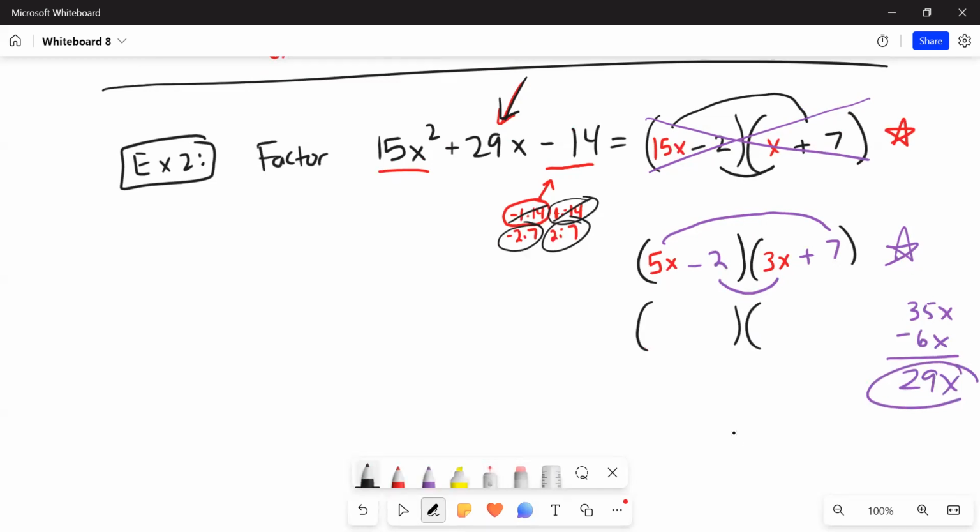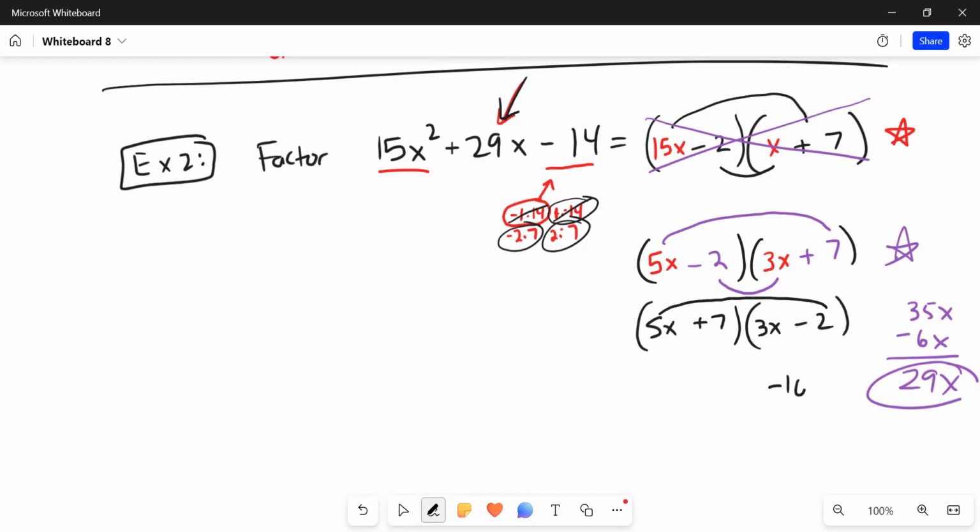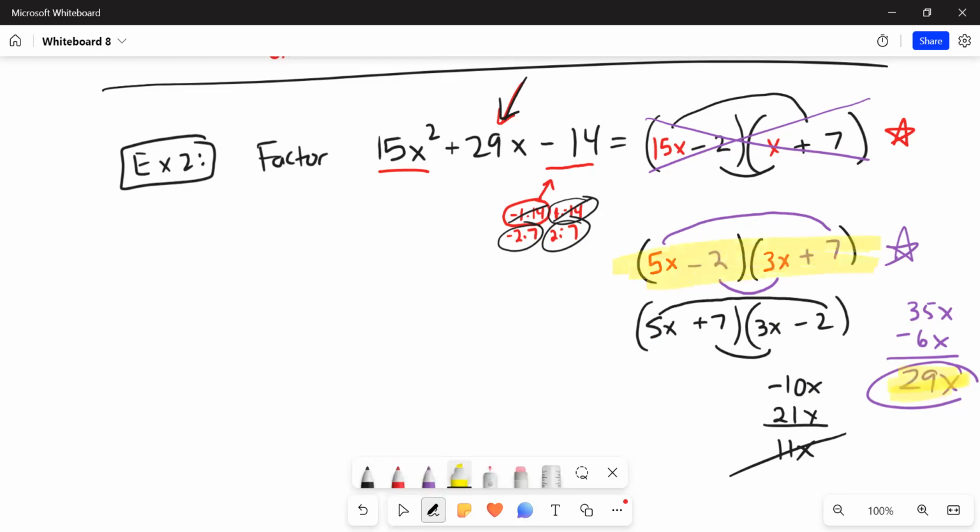If you had accidentally guessed the 7 here and the negative 2 over here, in other words, if you put it in that direction, watch what would happen. You get 5 times negative 2 is negative 10x, and 21x, and you would get 11x. That wouldn't work. So not only are the numbers important, when you have a leading coefficient, the position is important. It has to be something that you check. You want to make sure you get that 29x. So the one that did that is this particular one that you see me highlighting.